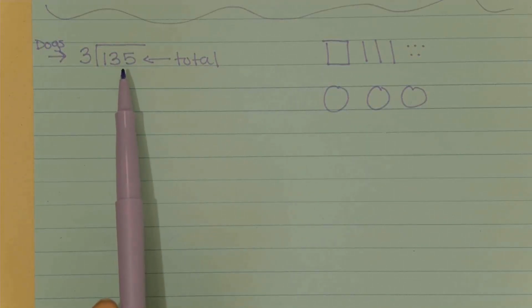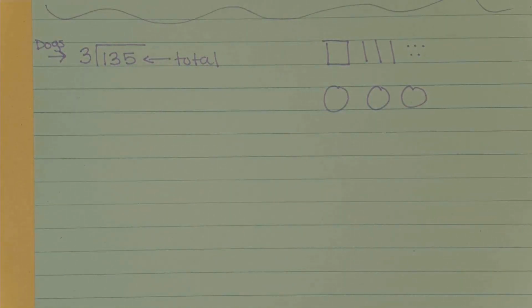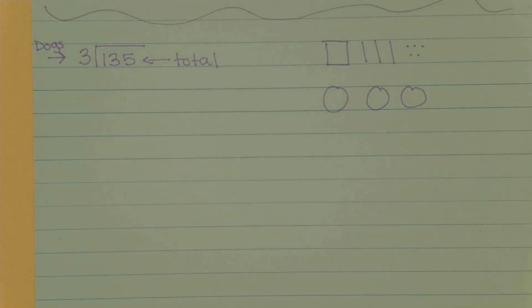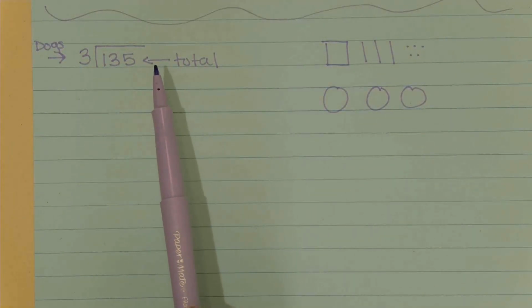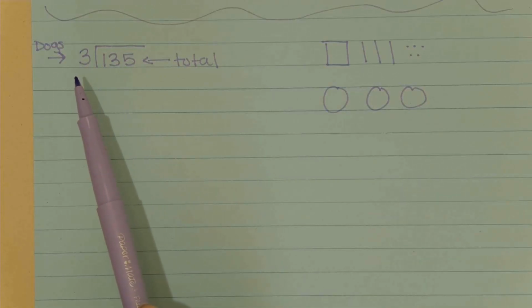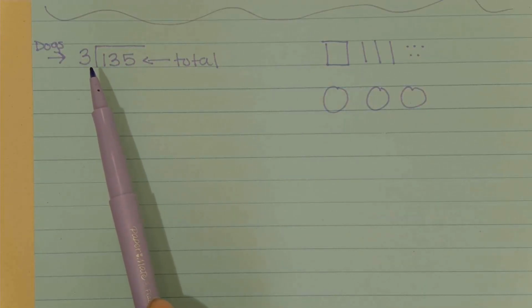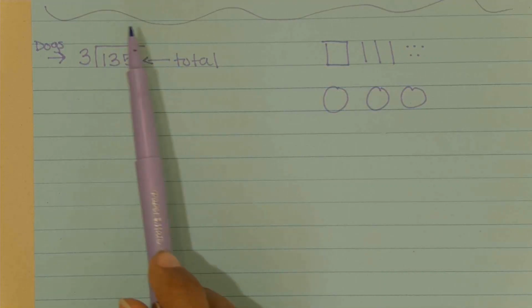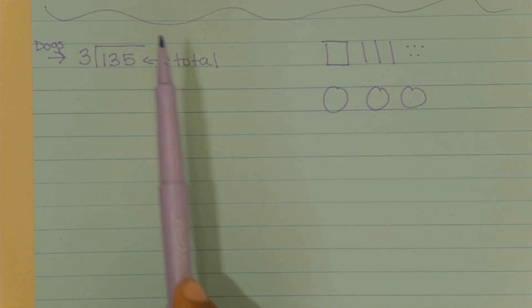This right here inside, that is considered my total, which is also named the dividend. Then I had my divisor, which is usually my number of groups. And then my quotient is the amount that is in each group. So again, this is my dividend, which is my total. My divisor, which I'm dividing by, is the amount of groups I have. The quotient, which goes up here, is the answer, or how much is in each group.